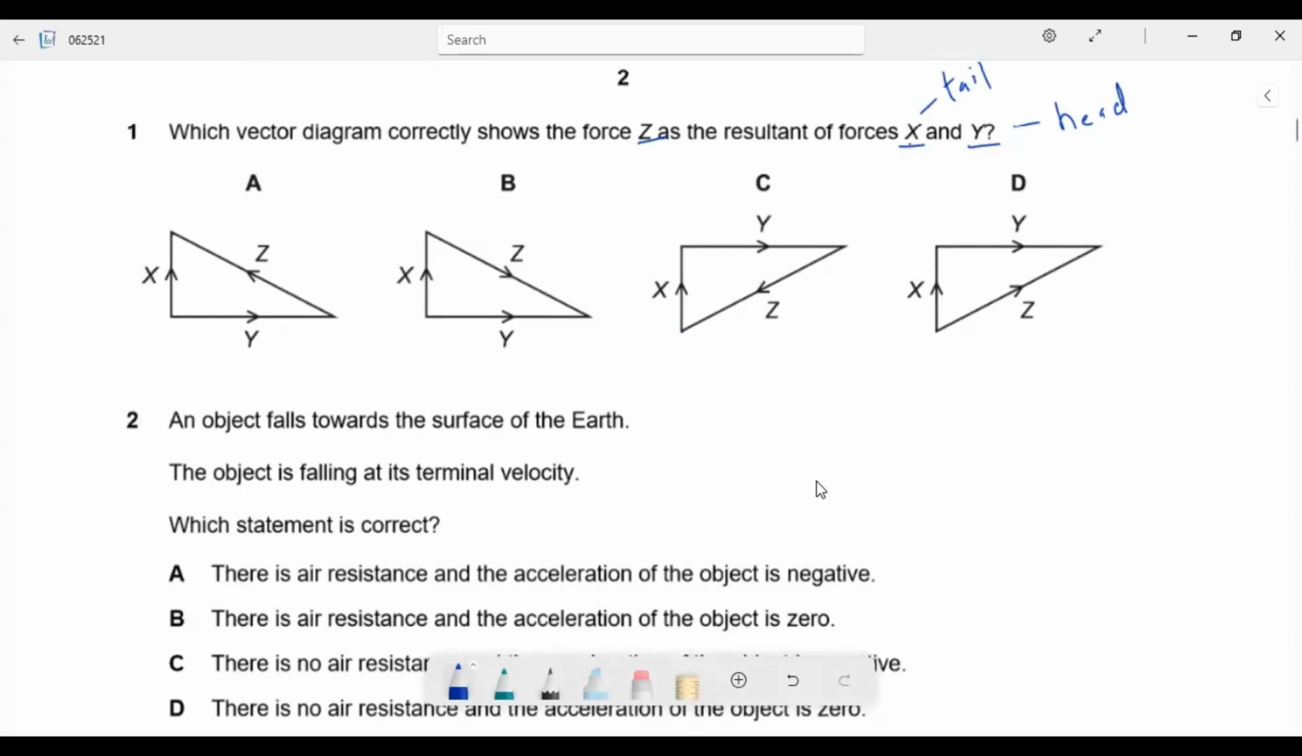So we can analyze this. This is X, this arrow, tail, and this is the head. So this resultant force is not starting from the tail, so it is wrong. Here also the resultant force is not starting from the tail. In this case, the resultant force is ending at the tail, so this also is wrong. In this case, you can see the resultant force is starting from the tail of X and ending in the head of Y. So this is the right answer, D.